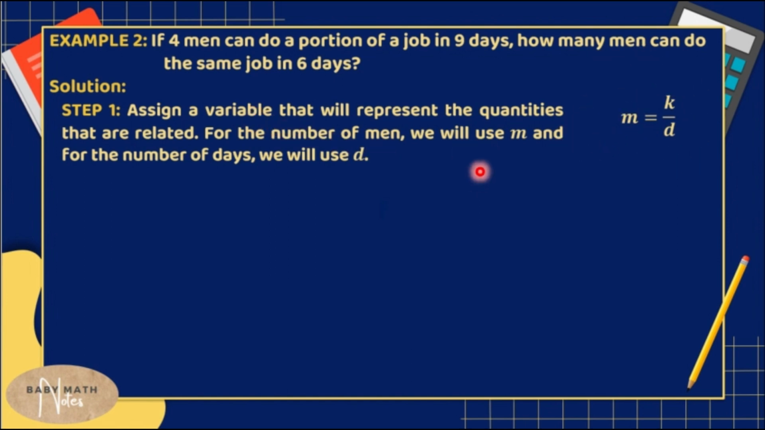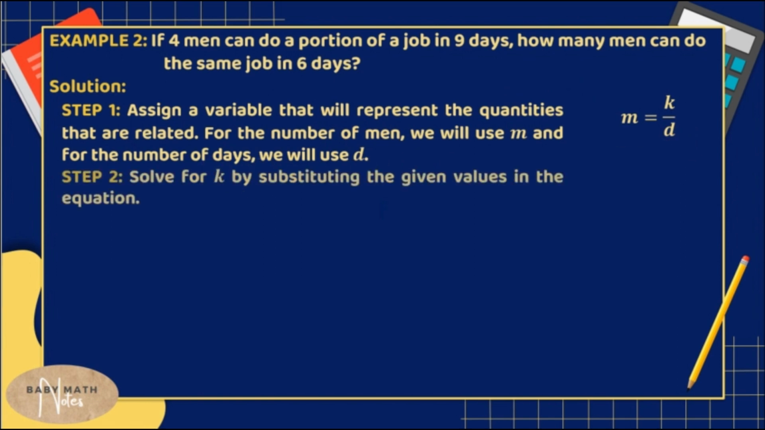So we assigned m for the number of men and d for the number of days. So step number 2, solve for k by substituting the given values in the equation. So we are going to solve for k.